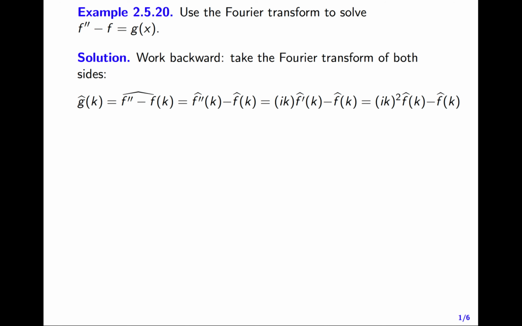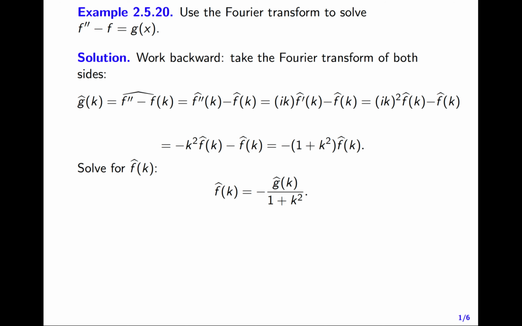This is ik squared f hat of k minus f hat of k. Every time you see a prime, that gives you an ik factor. This is minus k squared f hat of k minus f hat of k. That is minus 1 plus k squared f hat of k. So now we can solve for f hat of k. If g hat of k equals minus 1 plus k squared f hat of k, then f hat of k is minus g hat of k divided by 1 plus k squared.